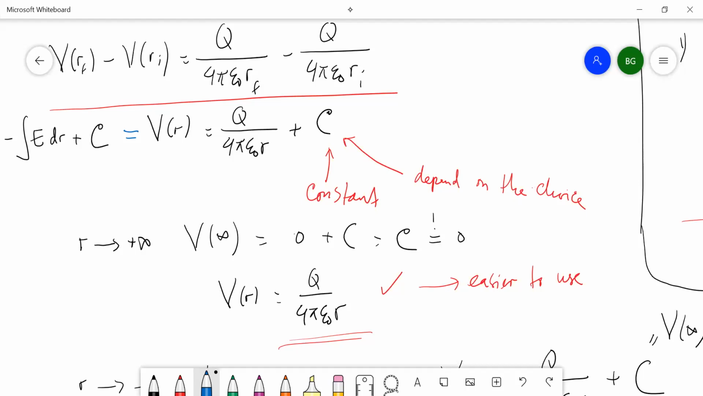This form is commonly used in the literature. If we take the point of reference at infinity, at the asymptotic limit, we get V at infinity equal to 0. Any question about it?